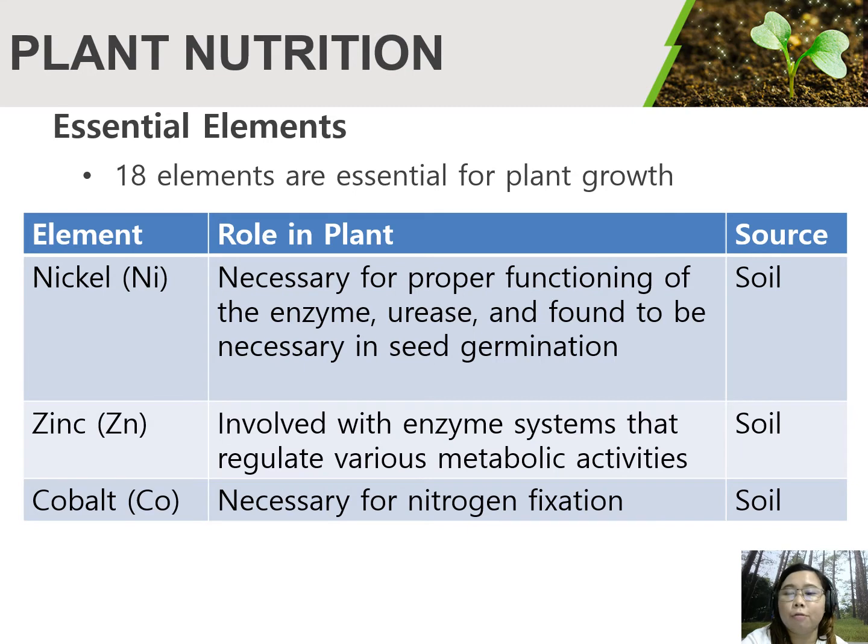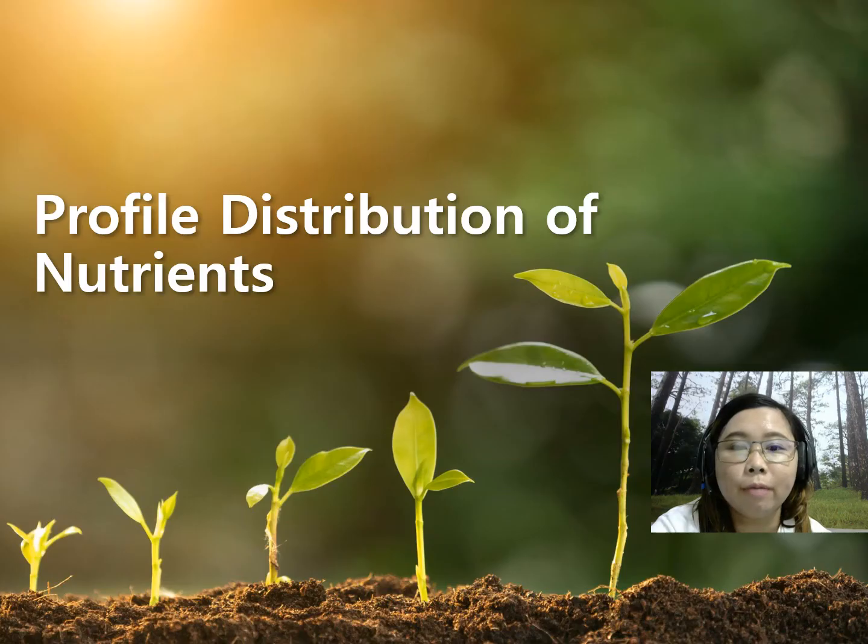Zinc is involved with enzyme systems that regulate various metabolic activities. And last but not least is cobalt, which is necessary for nitrogen fixation. So that's the 18 essential nutrient elements for plant growth and development. Now let's take a look at the profile distribution of nutrients.